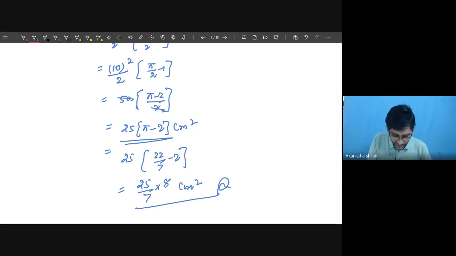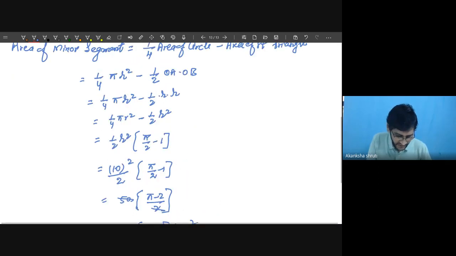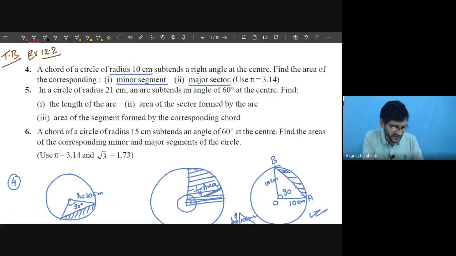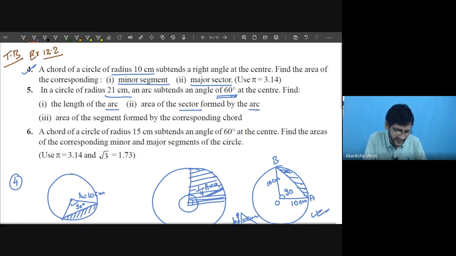Okay. So these are the ways of solving. Questions are very simple. Students, coming to question number 5, the radius is given as 21 centimeter and it subtends an angle of 60 degrees at the center. Find the length of arc and area of sector formed by this arc. Very easy. Area of segment, the same thing as we have done earlier, exactly the same.